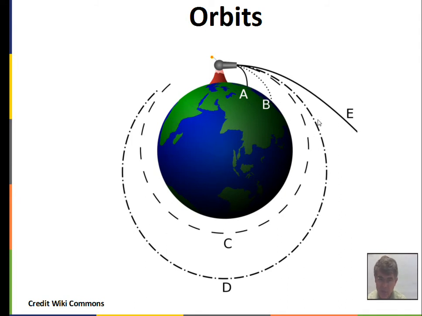Or D, we fire a little bit more gunpowder, we get an elliptical orbit. And E, we achieve escape velocity and never come back to the Earth. So we have various orbits depending on the speed.